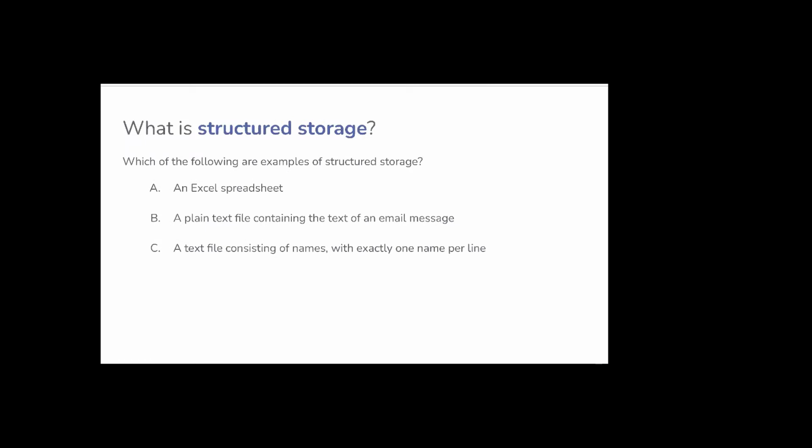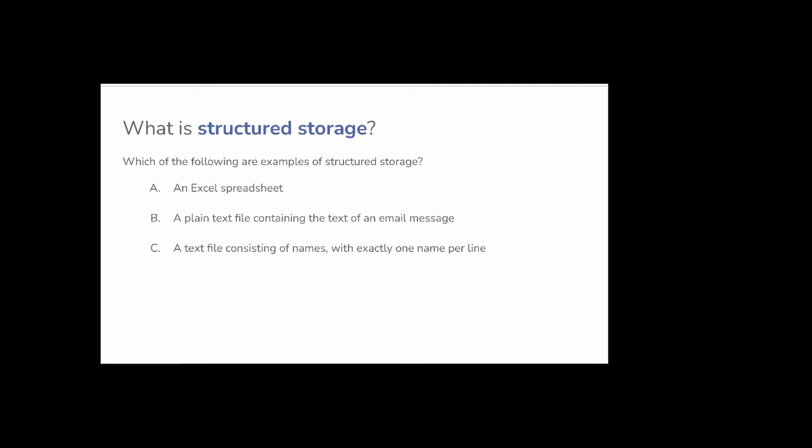So we're going to continue on with a brief discussion as to what structured storage is. Structured storage is simply a system that allows us to specify the desired structure of stored objects. So what is an example of a structured storage? A, maybe an Excel spreadsheet, B, a plain text file containing the text of an email, or C, a text file consisting of names with exactly one per line. Well, in the case of structured storage, only A and C are going to be structured, since an app reading those files can make assumptions about how to interpret the content based on the structure alone.